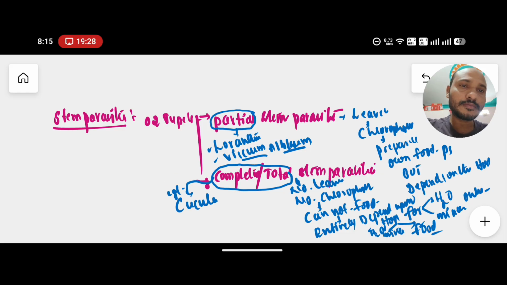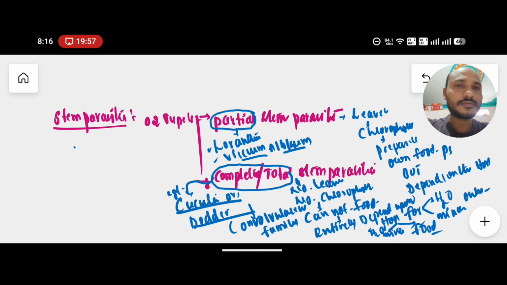Cuscuta plants are also known as dodder plants. And you know this Cuscuta or dodder plant belongs to a family called the Convolvulaceae family.